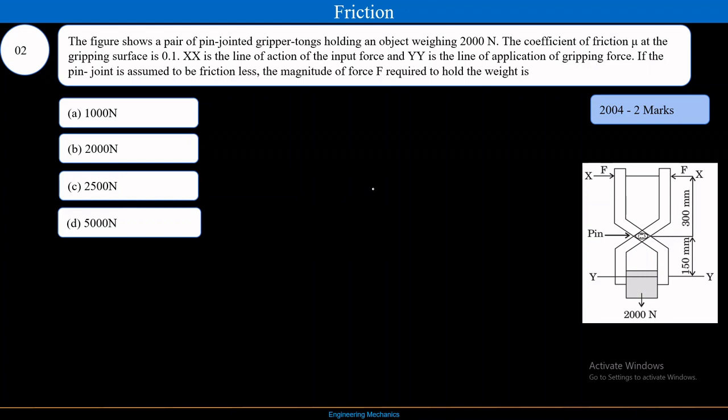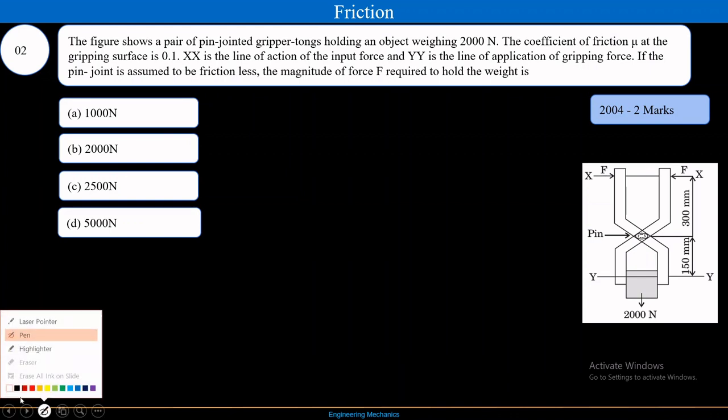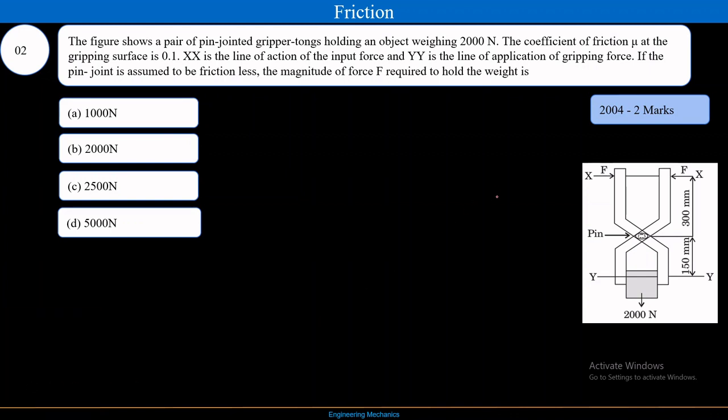This is an interesting sum. The figure shows a pair of pin-jointed gripper tongs holding an object weighing 2000 Newton. The coefficient of friction mu at the gripping surface is 0.1, which is given. X is the line of input force.